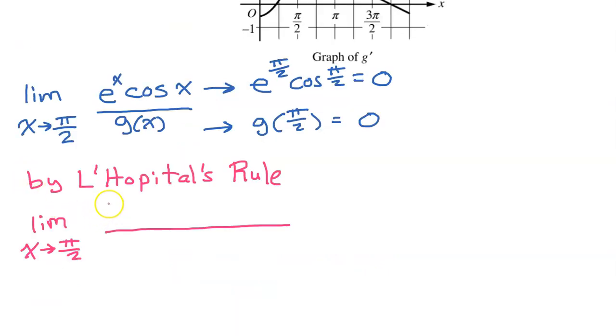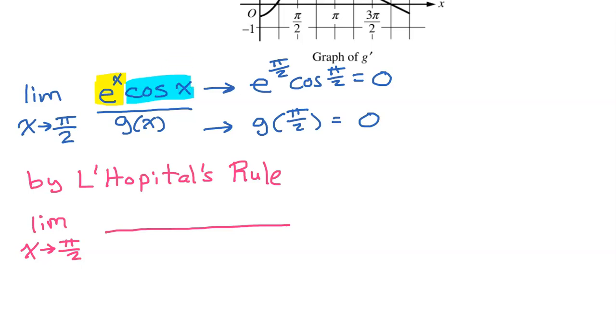L'Hopital's rule says we can take the derivative of the numerator and the derivative of the denominator without changing the limit, as long as the original limit was approaching 0 over 0 or infinity over infinity. So let's go ahead and take the derivative of the numerator. We're going to have to use the product rule. We have e to the x times cosine x.